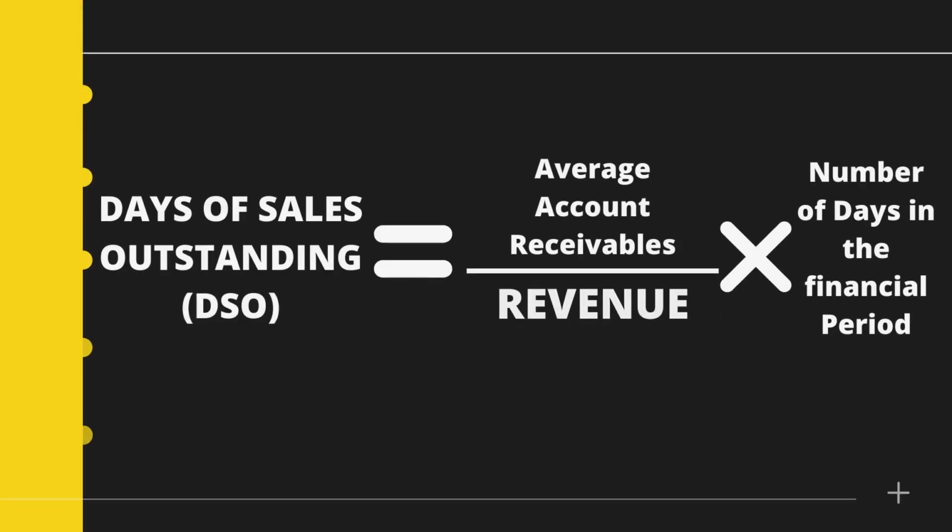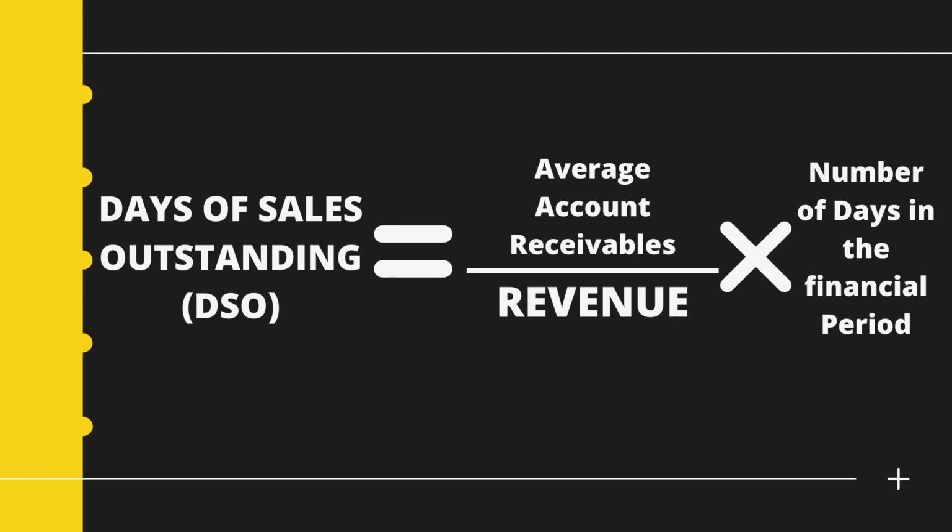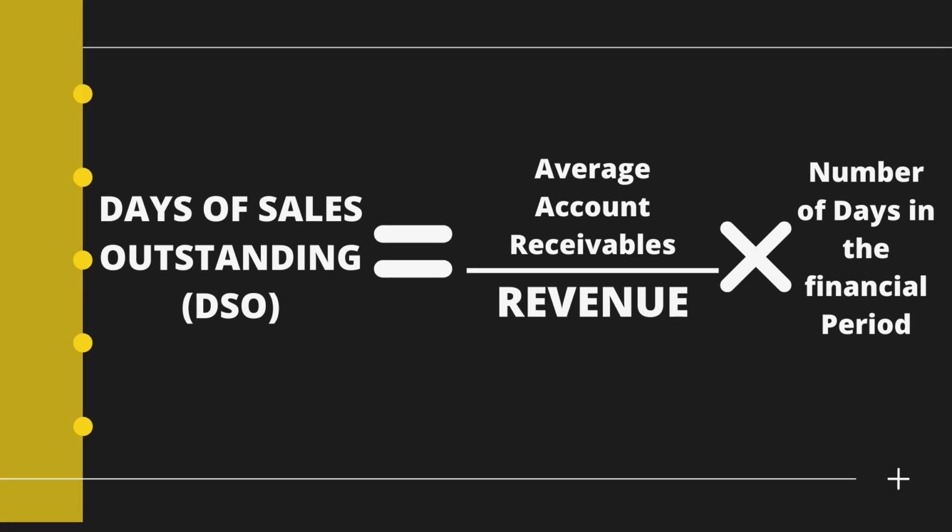The formula for days of sales outstanding is the average outstanding account receivables divided by the revenue and times the number of days within that financial period. You can find this information from the balance sheet and the income statement of the company.